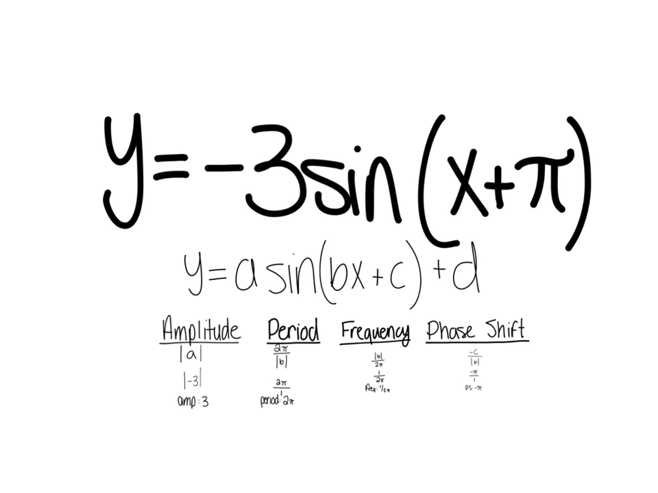To find the phase shift, you do -c divided by the absolute value of b. b in this equation is 1, and c in this equation is positive pi. So you do -pi divided by the absolute value of 1, which leaves you with the phase shift equaling -pi.